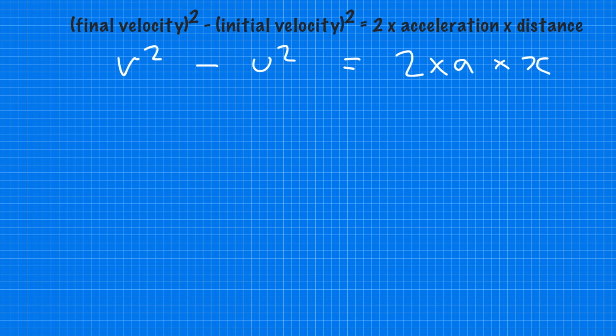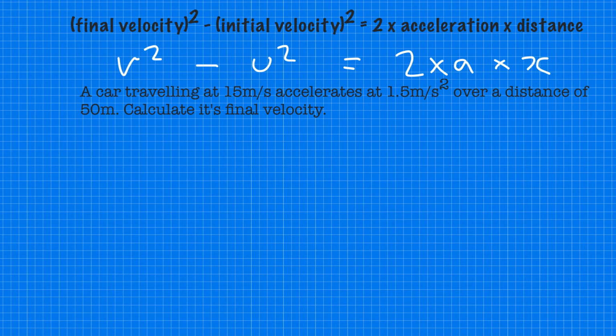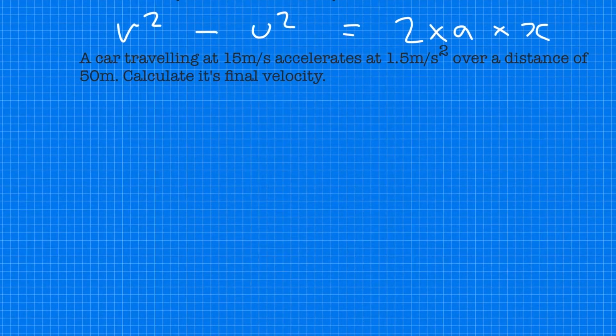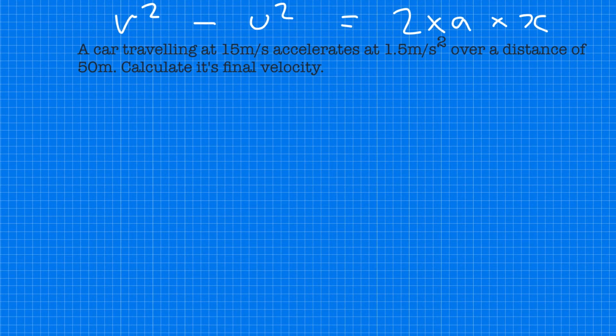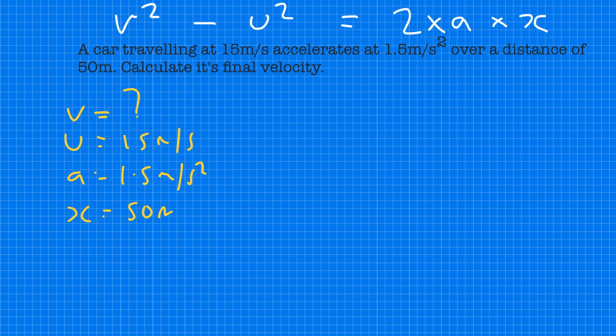So we're going to try this with our example, as I mentioned. So we're going to look at a car that is traveling at 15 meters per second, and it accelerates at 1.5 meters per second squared over a distance of 50 meters, and we want its final velocity. So as always, we're going to write down our variables. We don't know v. We know our initial velocity is 15 meters per second. We know our acceleration is 1.5 meters per second squared. And we know our distance is 50 meters.